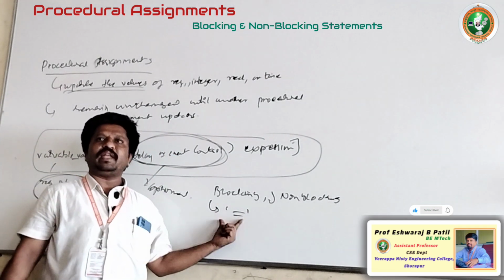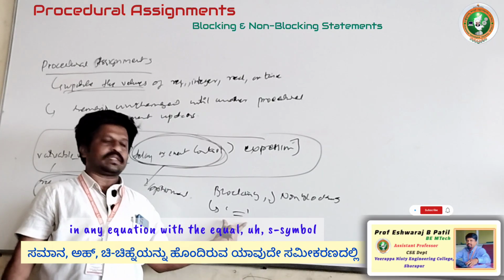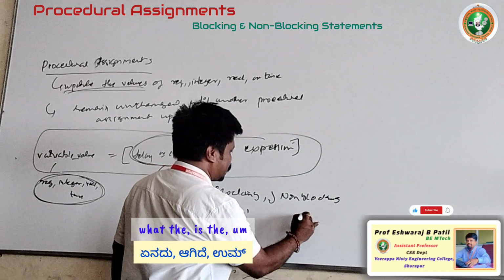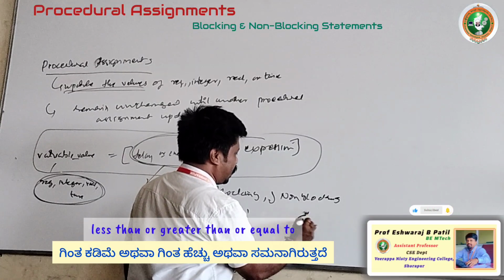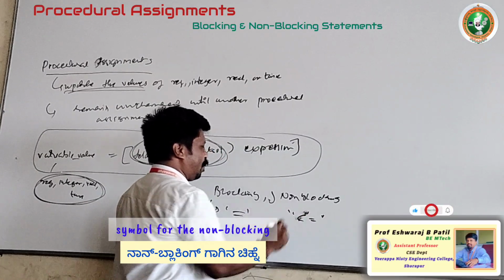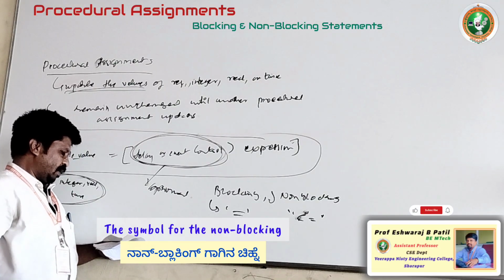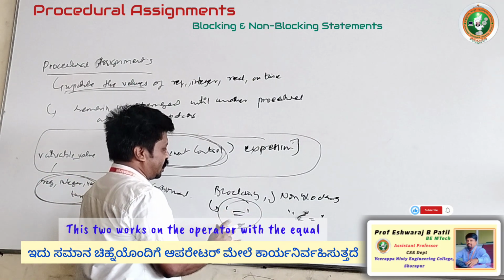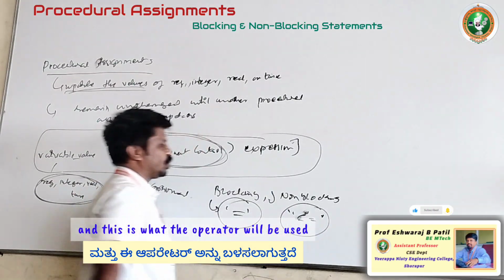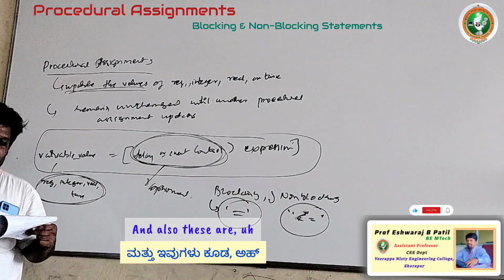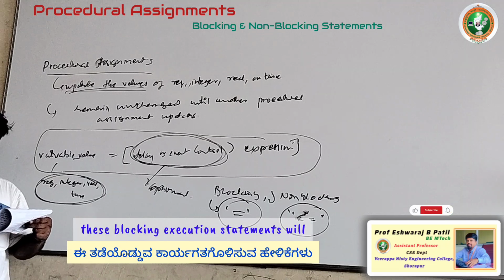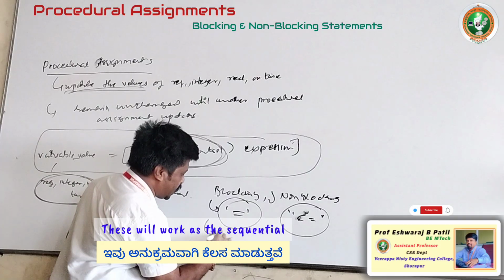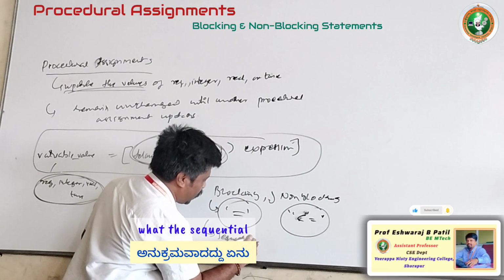If you are using an equation with the equal symbol, we call it blocking. Non-blocking is given the name with the less than or equal to symbol. This is the symbol for non-blocking. Blocking works on the operator with the equal, and this operator is used for non-blocking purpose. These blocking statements follow sequential execution.